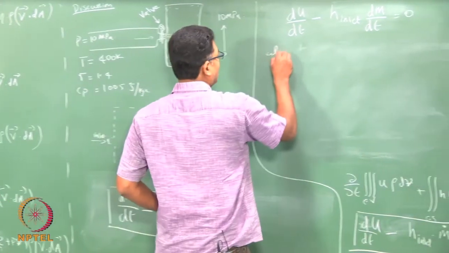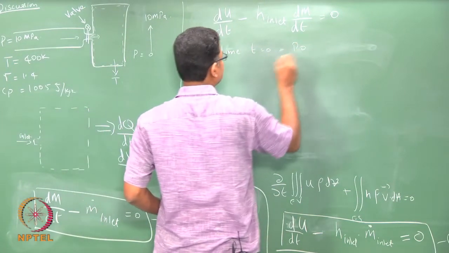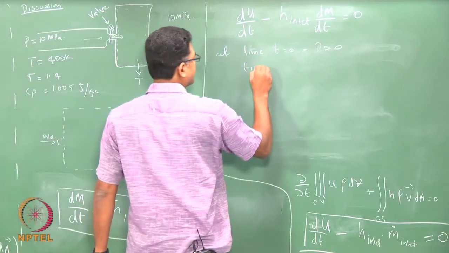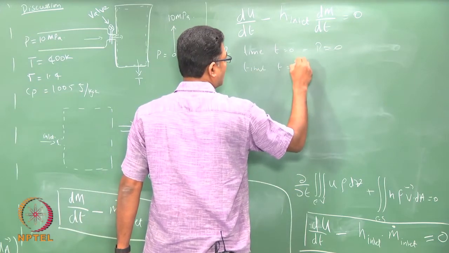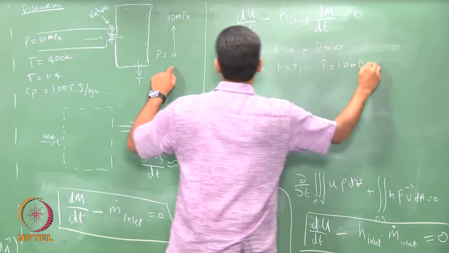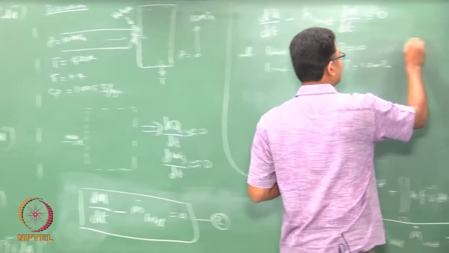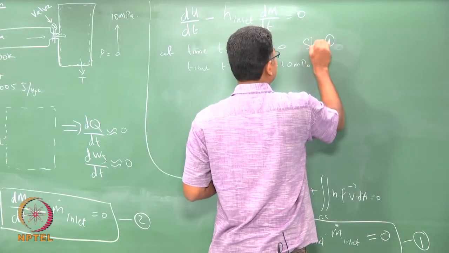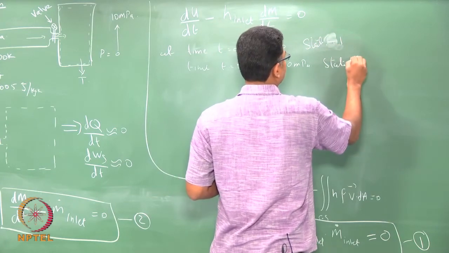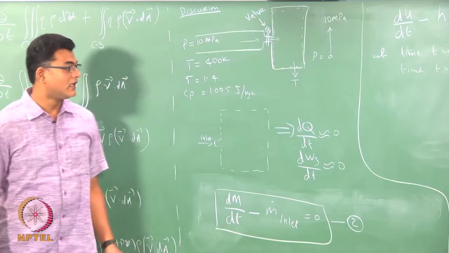Now, at time t equals 0, your pressure is P0, some value. At time t equals some T1, your pressure is 10 megapascal, at which time the valve closes. So, it is from state 1 to state 2. The system goes from state 1 to state 2 in time T1.